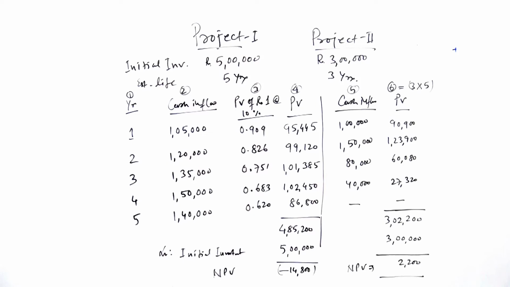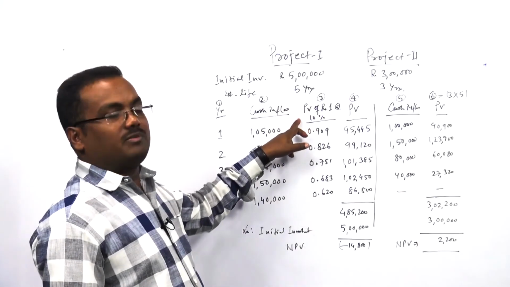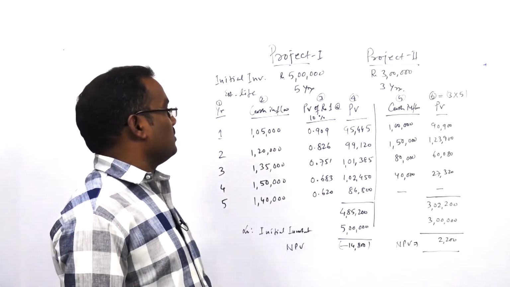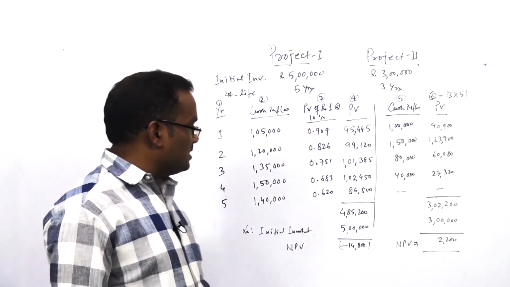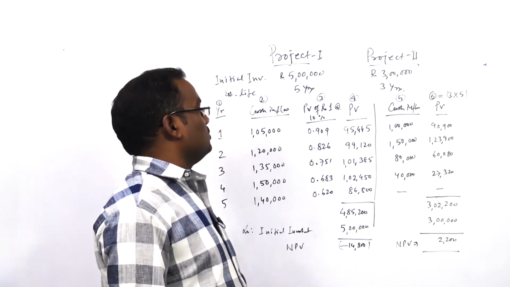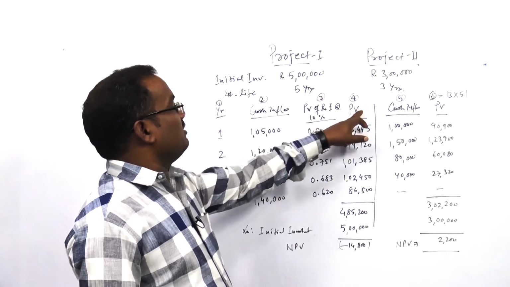And from the 5 years, the expected cash inflow in project 1 is rupees 1,05,000, 1,20,000, 1,35,000, 1,50,000 and 1,40,000. And in project 2, the cash inflow are rupees 1 lakh, 1,50,000, 80,000 and 40,000. Because the estimated life of the project is 3 years, in the next year they cannot earn anything. The PV of rupees 1 at the rate of 10% discounting factor is 0.909, 0.826, 0.751, 0.683 and 0.620. So from there we can calculate the present value of the cash inflow.